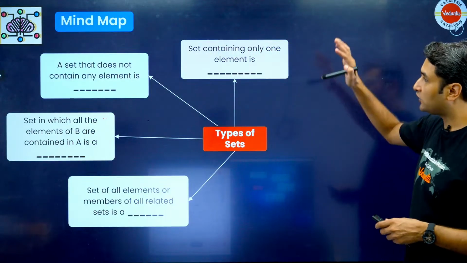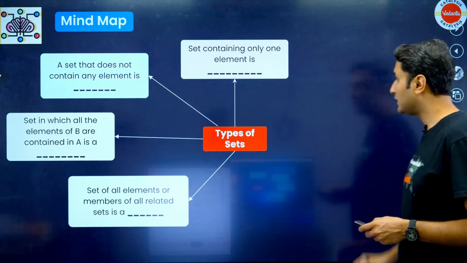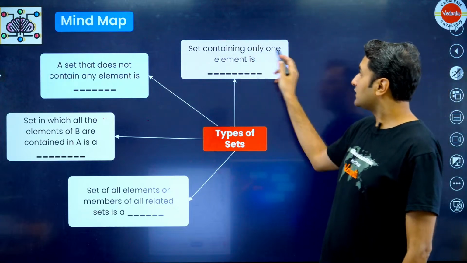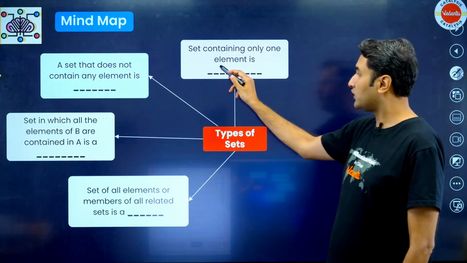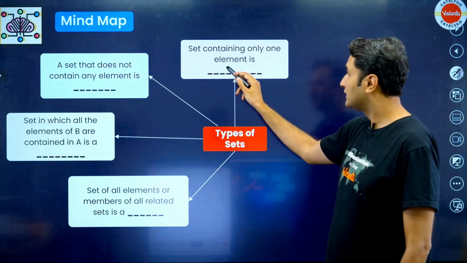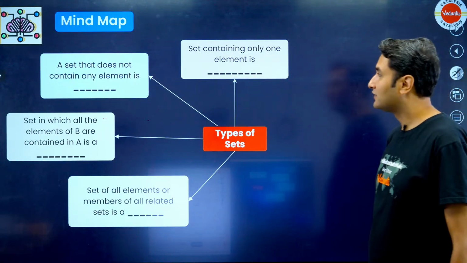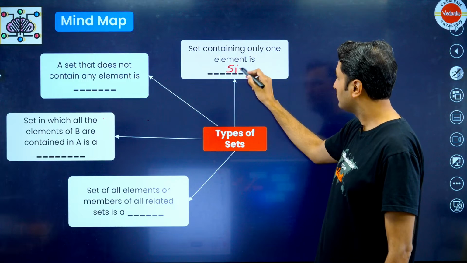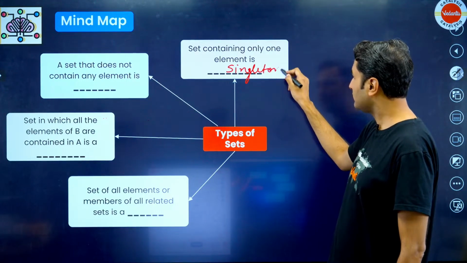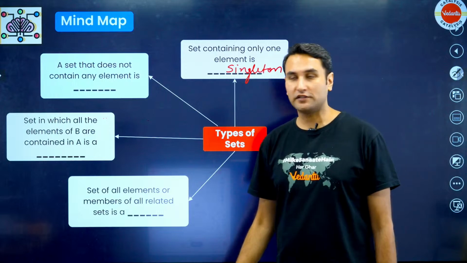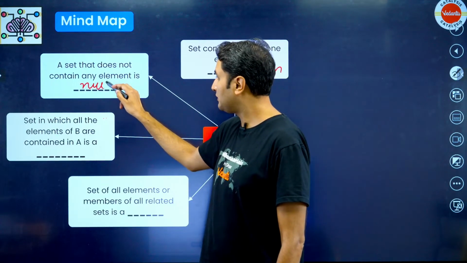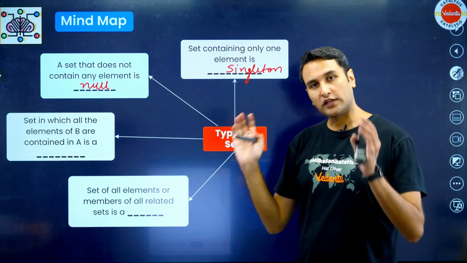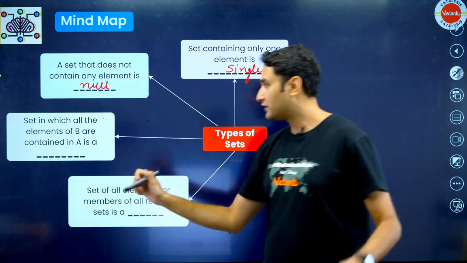In today's class we learned lots of things, but can you tell me in terms of giving the answer? Just for your summary, a set containing only one element is, what is this? Singleton. A set that does not contain any element, null. Keep answering it. Set in which all the elements of B are contained in A. Subset.